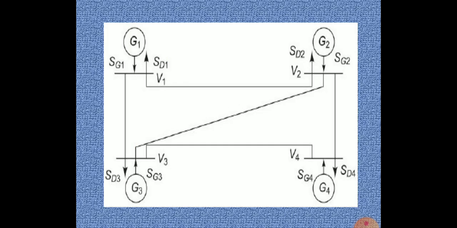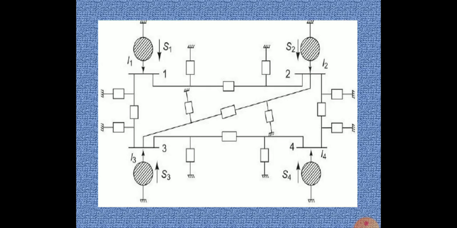This is a simple example for the 4 bus system. Here for each bus a generator is connected, and power values are given for both generation and demand side, and voltage is denoted as V1 for bus 1, V2 for bus 2, V3 for bus 3 and V4 for bus 4. So this is the internal diagram representation.